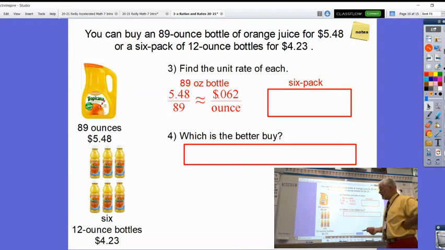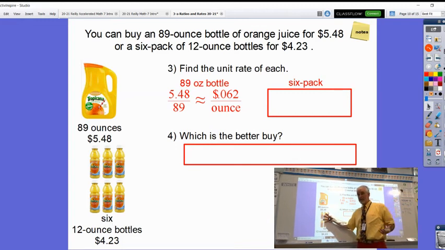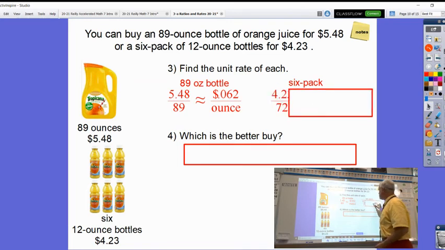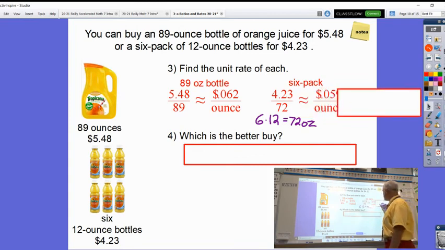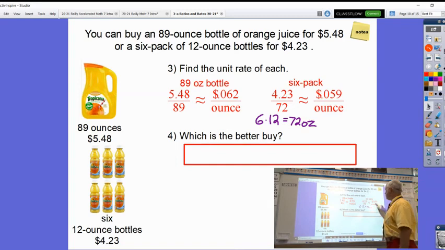Now the 6-pack, how many ounces are there in the 6-pack? You've got to figure that out first. It's 6 12-ounce bottles, which means 6 times 12 is 72 ounces. So 72 ounces for $4.23. And what does that come out to? That comes out to 5.9 cents per ounce. Now again, if you didn't take another decimal place here, these would both come out to be 6 cents per ounce.